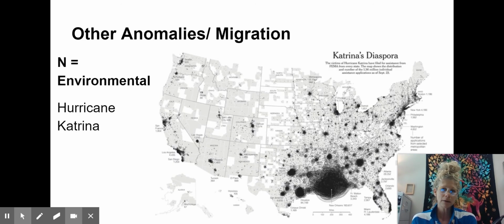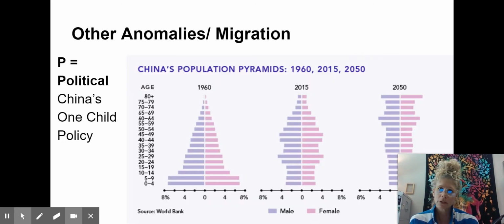The last one I couldn't really find a good population pyramid for, but I did get this map of what Hurricane Katrina did to impact the United States. And this is an environmental impact of where you would have people leaving a certain area, obviously here in New Orleans because of Hurricane Katrina, and what a natural disaster could do to a population pyramid.